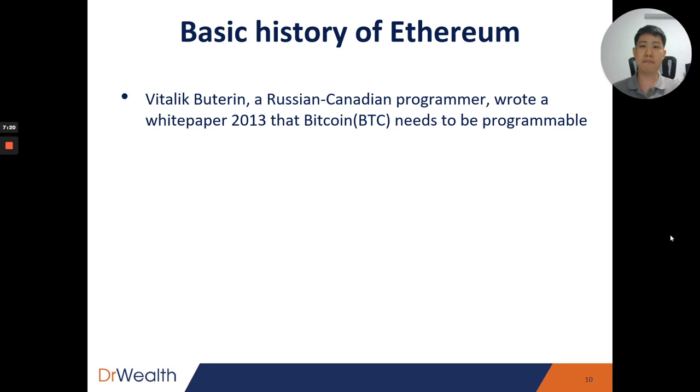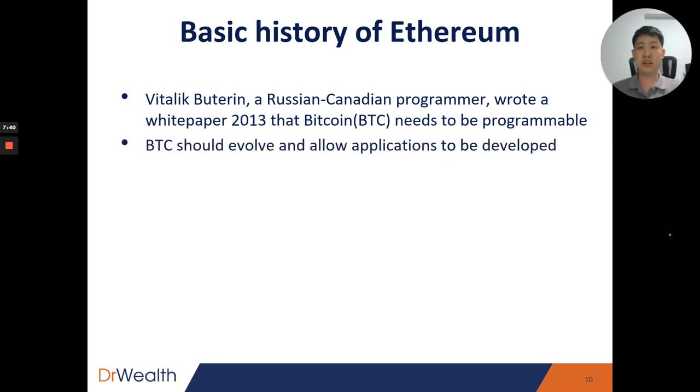It was created by a Russian-Canadian programmer called Vitalik Buterin. He wrote a white paper to the Bitcoin community saying that Bitcoin needs to be programmable, because Bitcoin is just a store of value. You cannot do anything other than use it as a store of value, like gold. So he suggested that Bitcoin should evolve and allow applications to be developed on it, such that it can be used to run programs or process certain functions on the internet. But the Bitcoin community didn't agree to his suggestion.